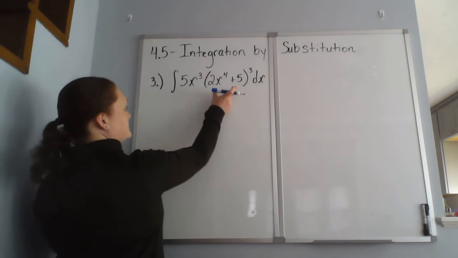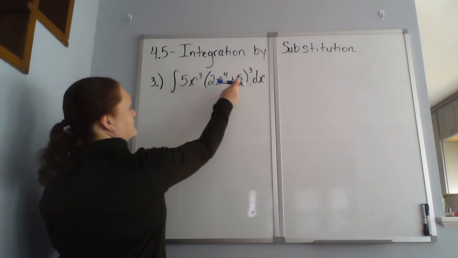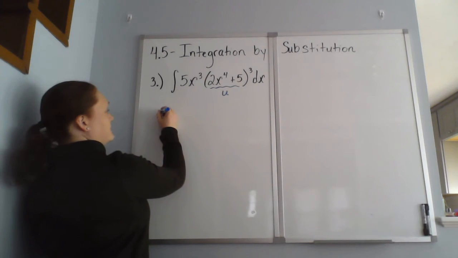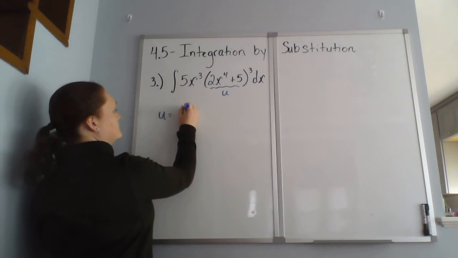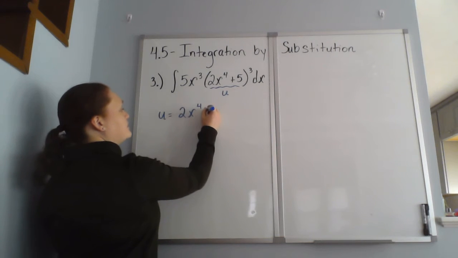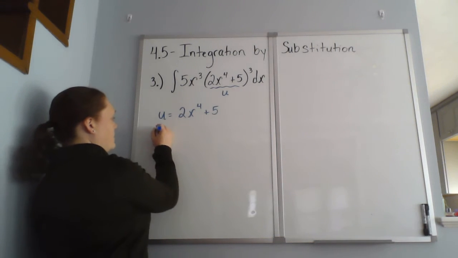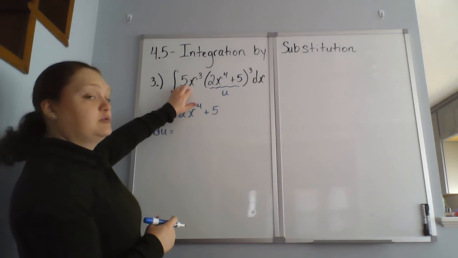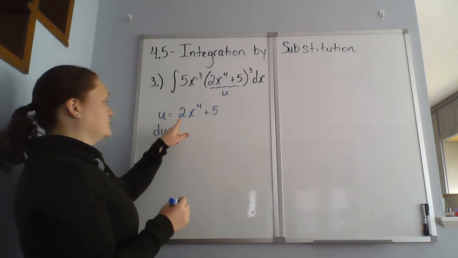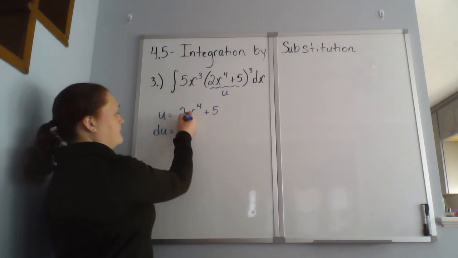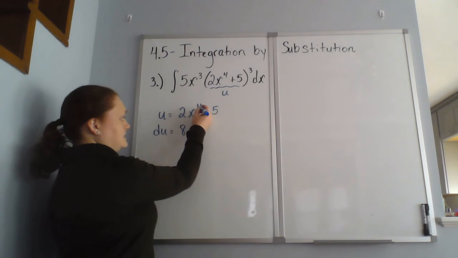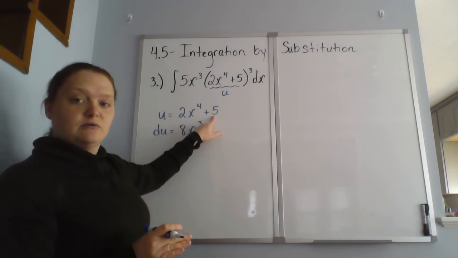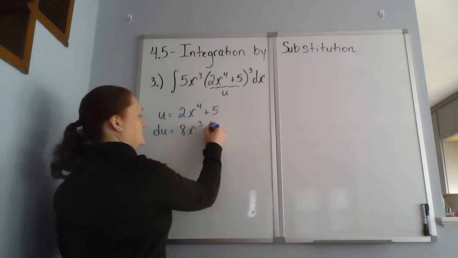Okay, so because we have this binomial inside of parentheses to the third, this is going to be our u. Okay. So off on the side, I'm going to do u is equal to 2x to the fourth plus 5. And now I need to figure out what is the derivative of that expression. And it should partially at least match up with this term out here. Okay. So the derivative of 2x to the fourth, bring down the 4, make this an 8. Keep the x, take 1 away from the exponent. Okay. The derivative of a constant by itself is 0. So that will go away. And then I have the dx.